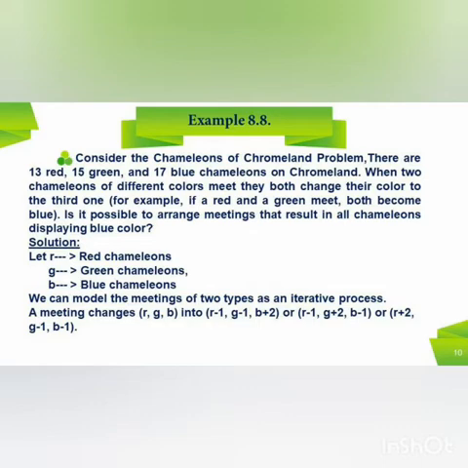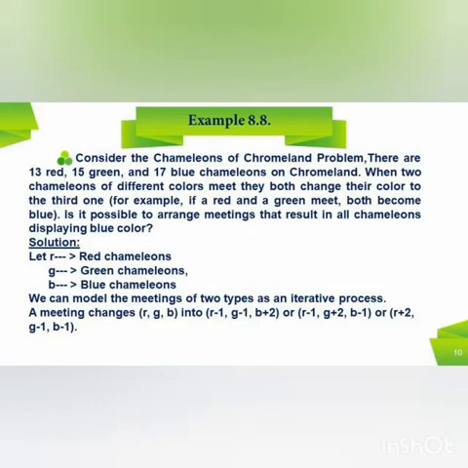In this example, we have 13 red, 15 green and 17 blue chameleons on Chromeland. Here the question is: is it possible to arrange meetings that result in all chameleons displaying blue color? Yes, there is a possibility only when the numbers of two types of chameleons are equal. But in this example, there are 13 red, 15 green and 17 blue chameleons. So here there is no possibility because no two types of chameleons are equal in number.